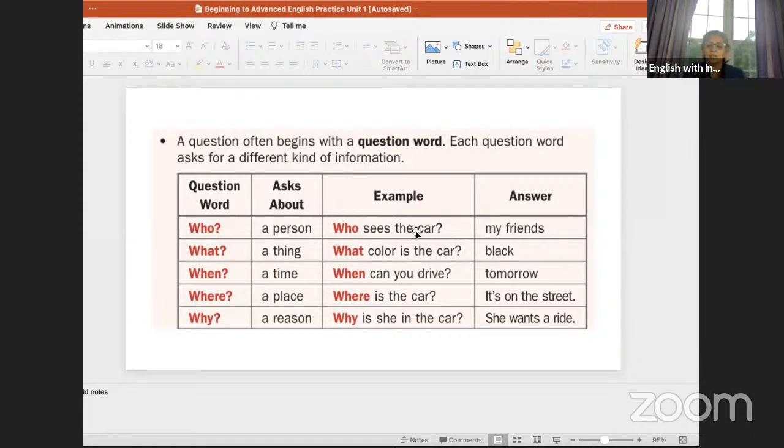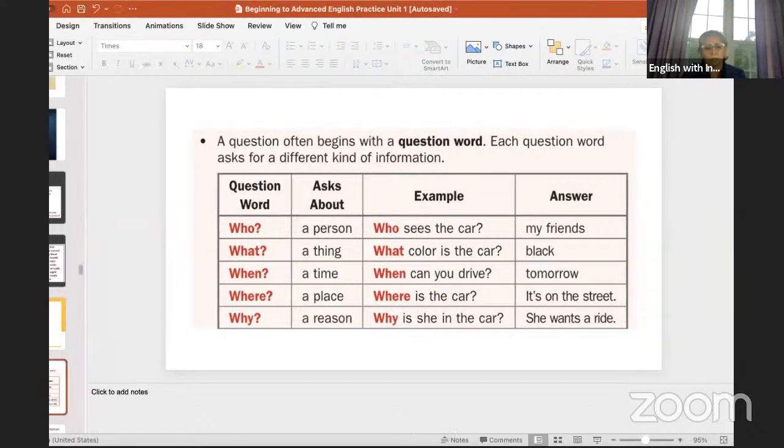Who sees the car? My friends. What is a thing? What color is the car? Black. When? The time. When can you drive? Tomorrow. Where? It's a place. Where is the car? It's on the street. Why? It's a reason. Why is she in the car? She wants to ride, right? So these are the 5 W's questions.